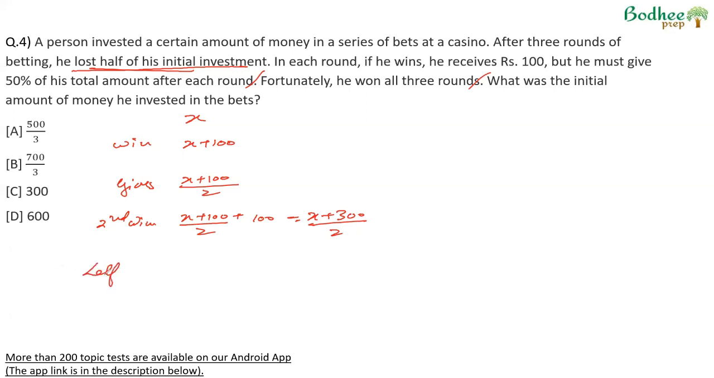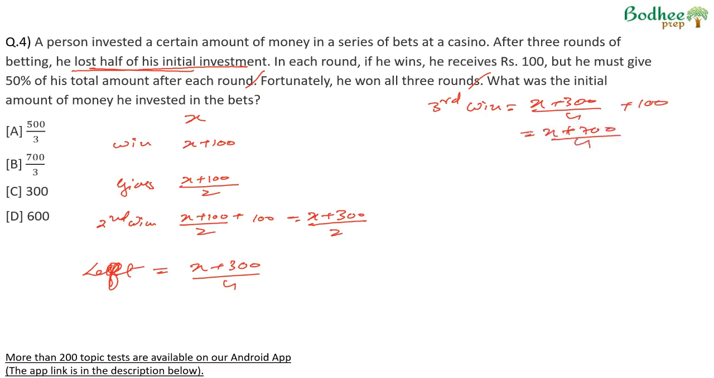half of this, which is (X plus 300) by 4. In the third round, when he wins, he will get another 100 rupees, and therefore his amount will become X plus 300 by 4 plus 100. This will be nothing but (X plus 700) by 4.